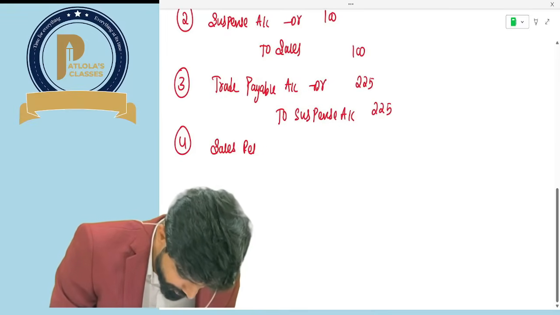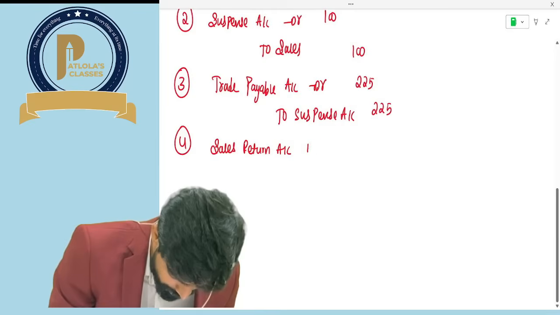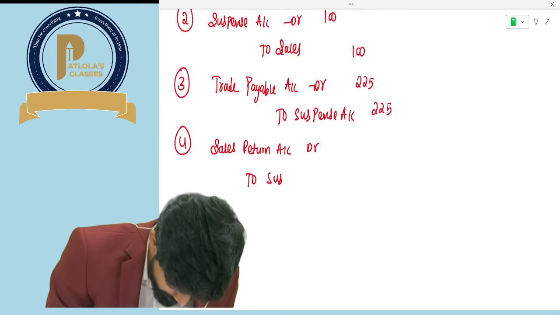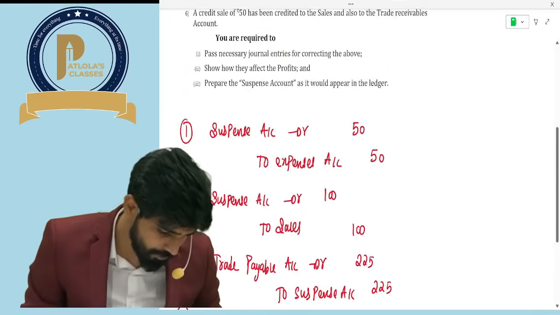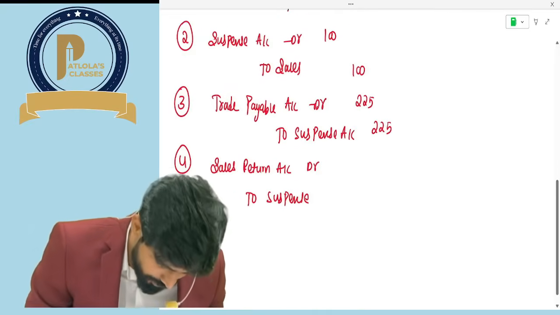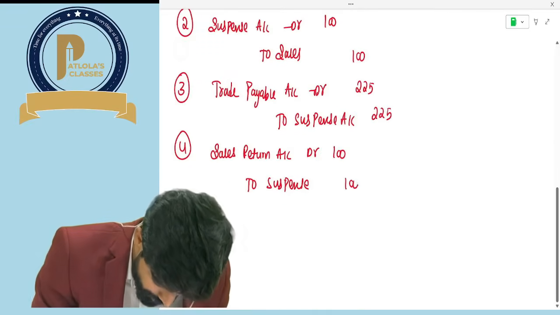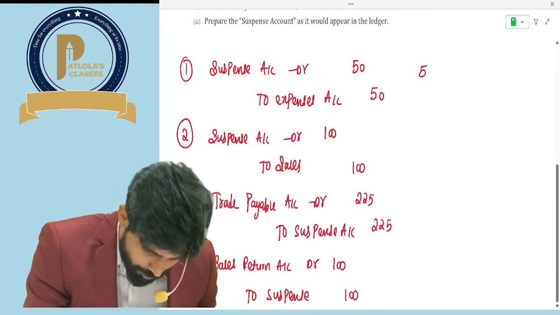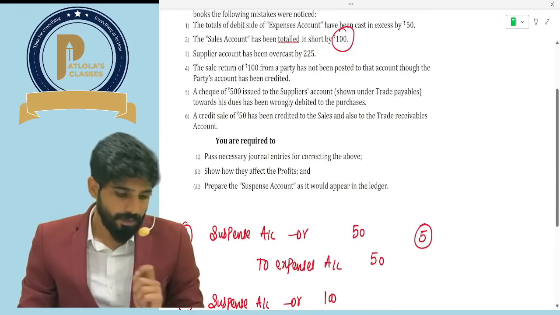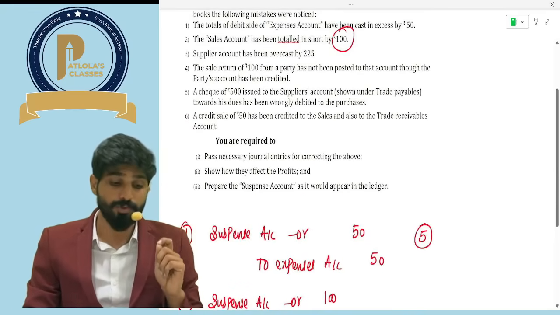Sales return account debit to suspense. How much is the amount? Amount is 100. Next, please come to the fifth one. Coming to the fifth one, a check of 500 issued to supplier.